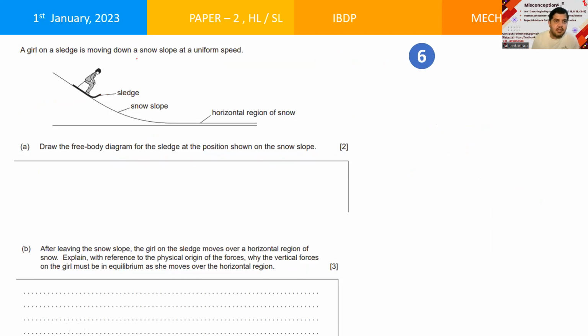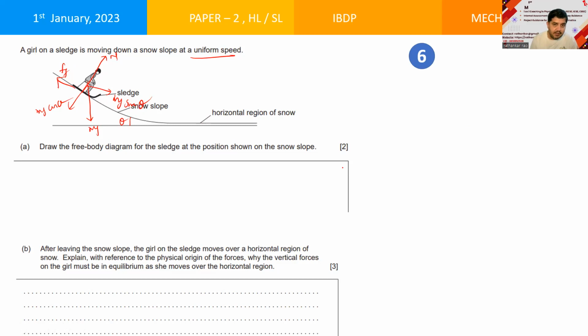A girl on a sledge is moving down a slope at a uniform speed. Draw the free body diagram for the sledge at the position shown on this snow slope. What is a free body diagram? Simple. There's a normal force acting here. There's an mg force acting downwards. And if this angle is theta, then you can write this as mg cos theta. This is your mg sine theta. And it says uniform speed, which means there should be a frictional force. This is what is important here. Many people do not write this. You have to mention it because of uniform speed. If there was no friction, this would have accelerated onwards because this would be the only force acting.